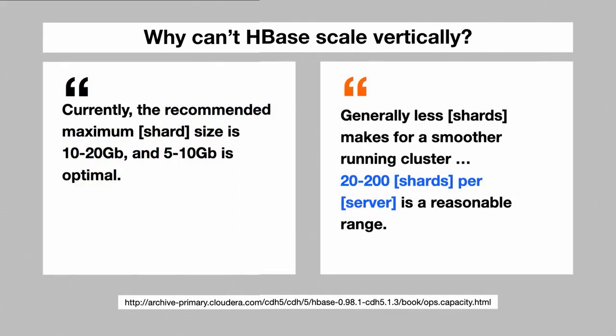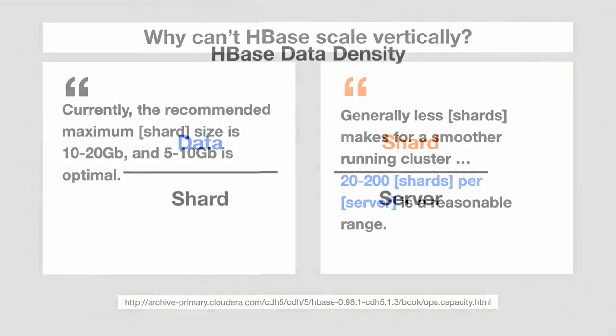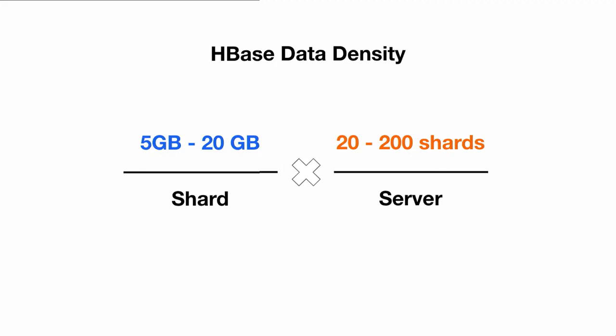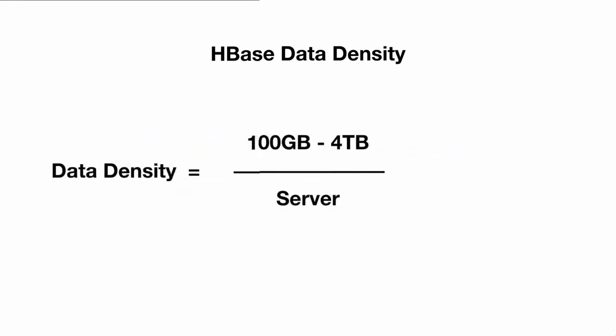HBase data density. Data over shard, shard over server. Next, 5 to 20 gigabytes over shard times 20 to 200 shards over server. So we have a recommended range on data per shard and a recommended range on shards per server. So if we multiply these together, we can actually get the recommended range of data density that HBase supports. Data density equals 100 gigabytes to 4 terabytes over server. So you see, if we do that, we get 100 gigabytes per server to 4 terabytes per server.